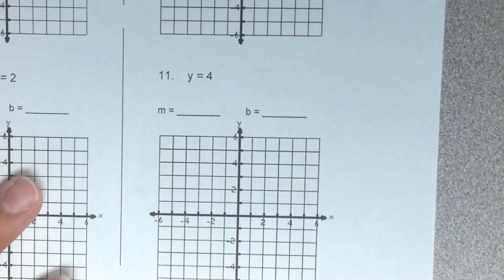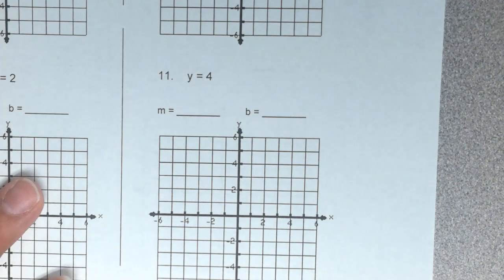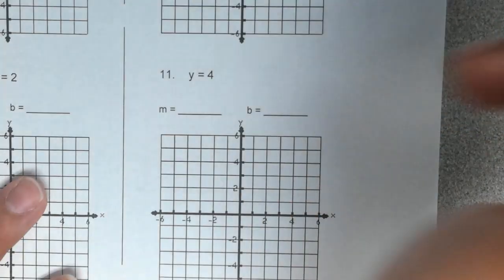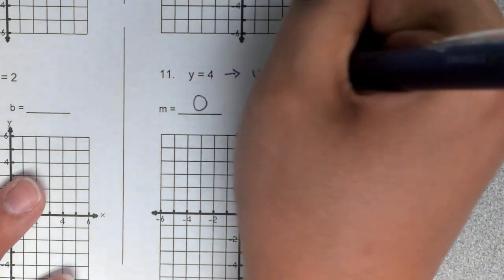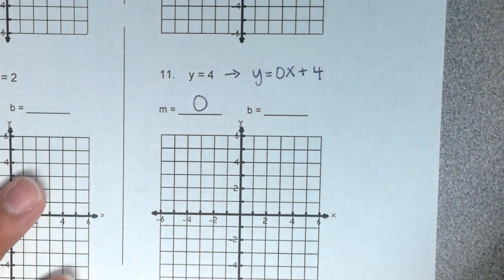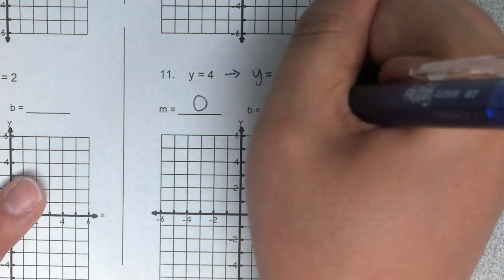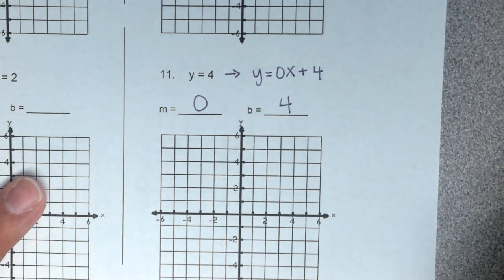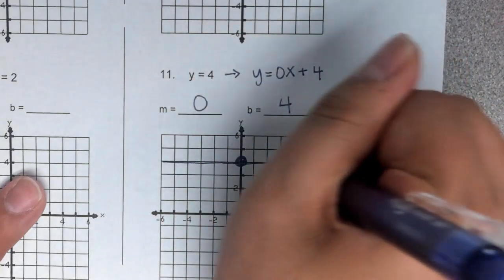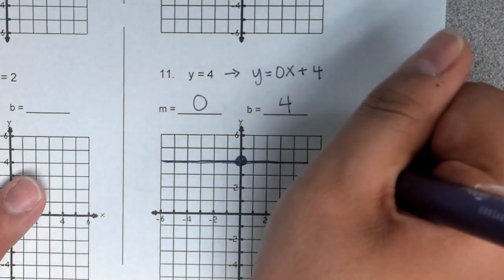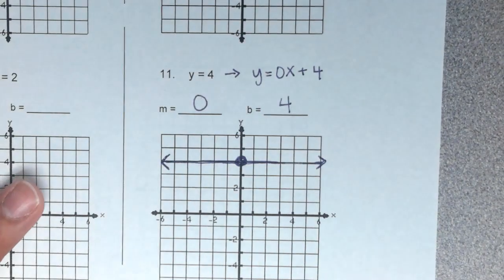Y equals 4. What's my slope? Is there an x? So what's my slope? 0. This is the same thing as y equals 0x plus 4. Do y'all agree? So let's think about it. When slope is 0, we learned yesterday, what kind of line is that? The straight line at what? A flat line at 4. Remember yesterday, 0 slope, you have 0 heartbeat. Does that make sense?